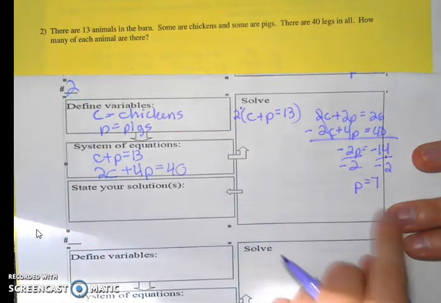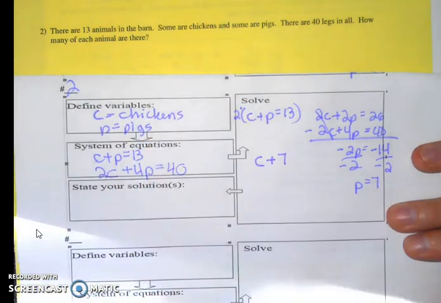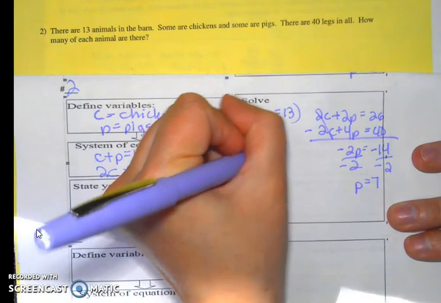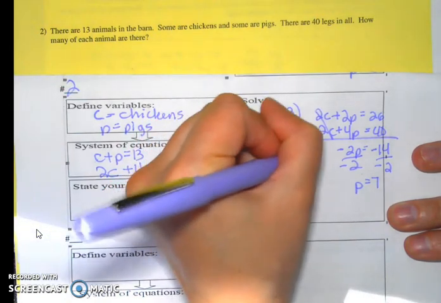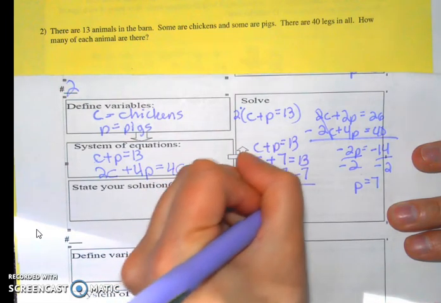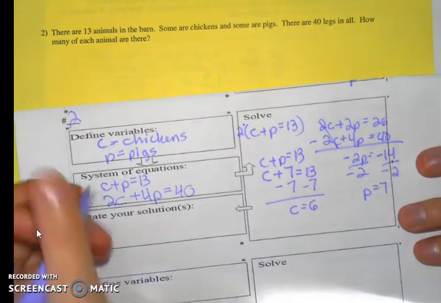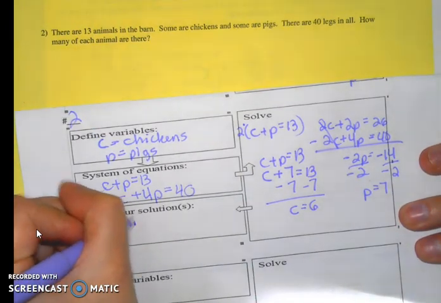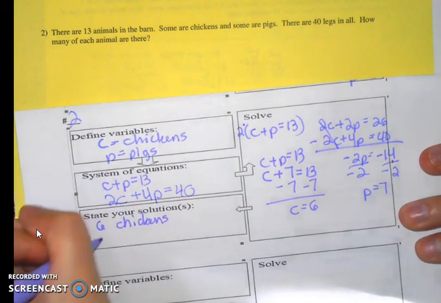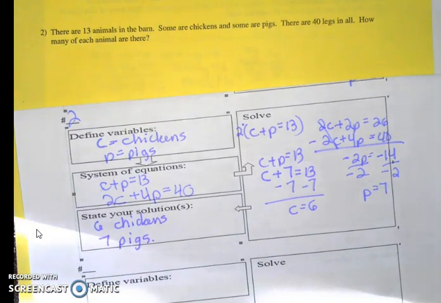Okay, so I know I have 7 pigs. So if I have chickens plus 7 pigs, I'm using C plus P equals 13. That gives me 13 animals in all. Minus 7 gives me 6 chickens. Okay? So what that means is I have 6 chickens and 7 pigs. Awesome. Try the rest on your own.